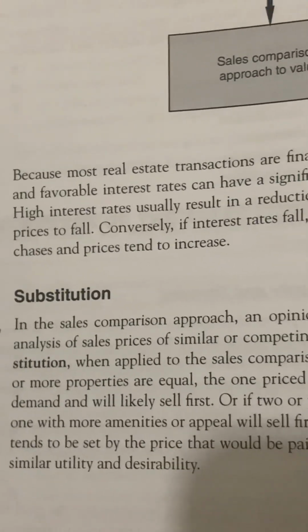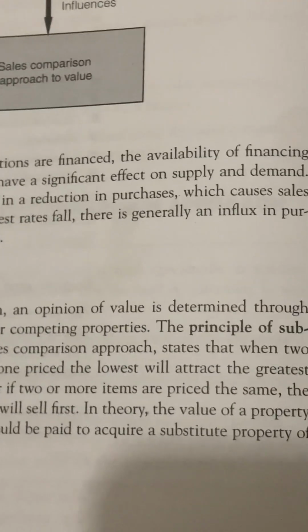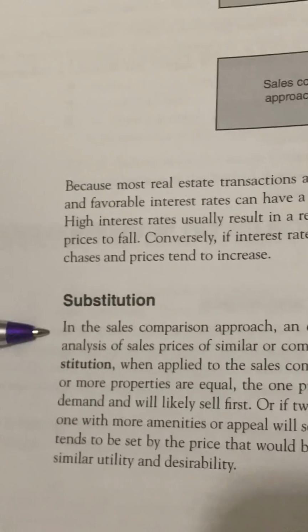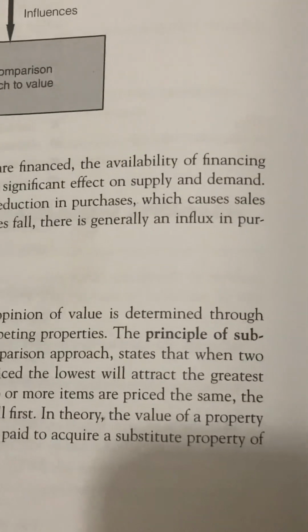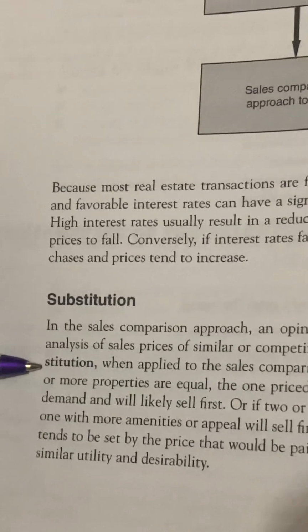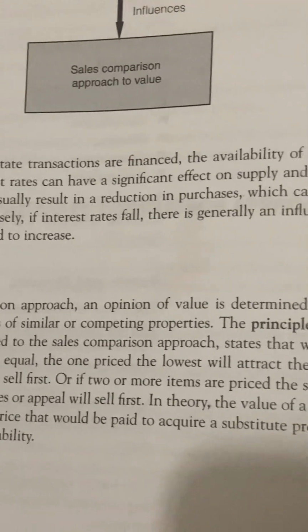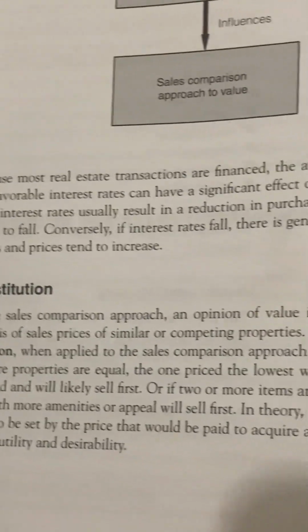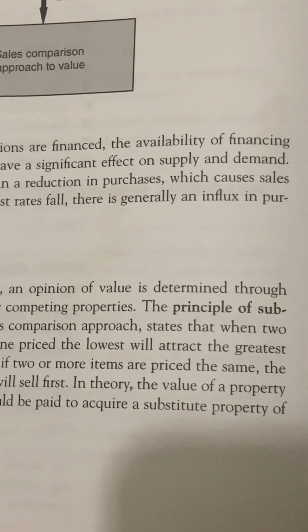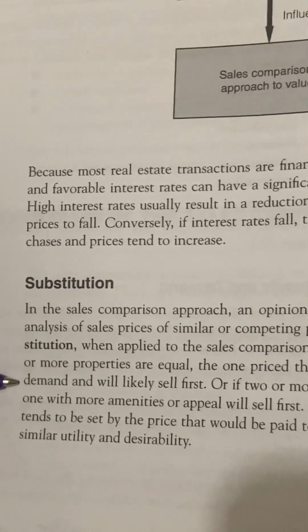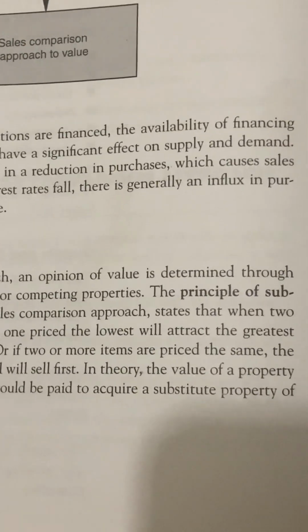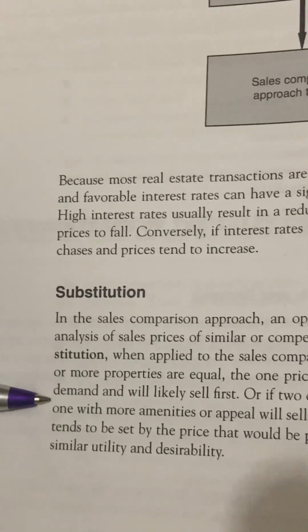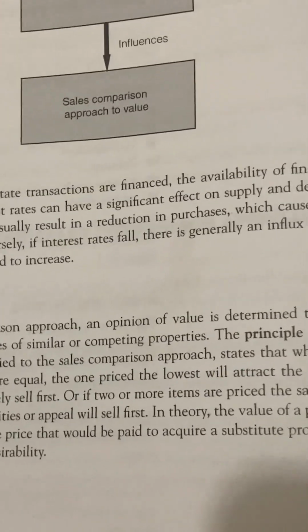Substitution. In the sales comparison approach, an opinion of value is determined through analysis of sales prices of similar or competing properties. The principle of substitution, when applied to the sales comparison approach, states that when two or more properties are equal, the one priced the lowest will attract the greatest demand and will likely sell first. Or if two or more items are priced the same, the one with more amenities or appeal will sell first.